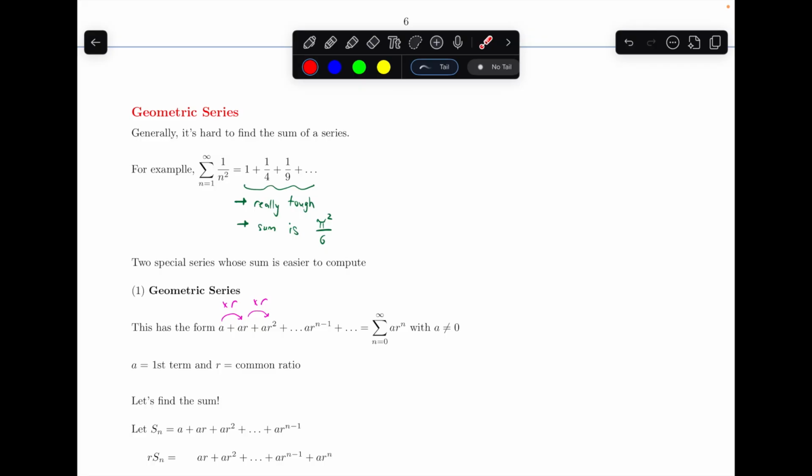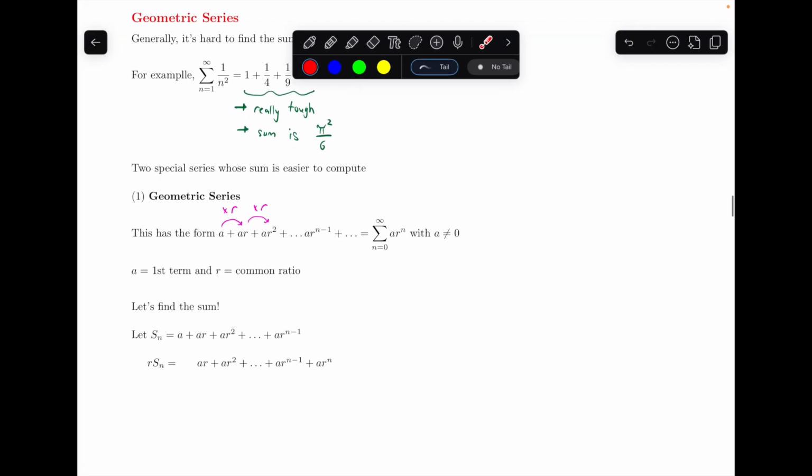What can I do with this? I'm going to multiply both sides by r. If I multiply this side by r, I get this. On the other side, I'm going to multiply each term by r. So a multiplied by r gives me ar. ar multiplied by r gives me ar squared. And if I keep going, the second to last term multiplied by r gives me this thing, and the last term multiplied by r gives me ar to the n.